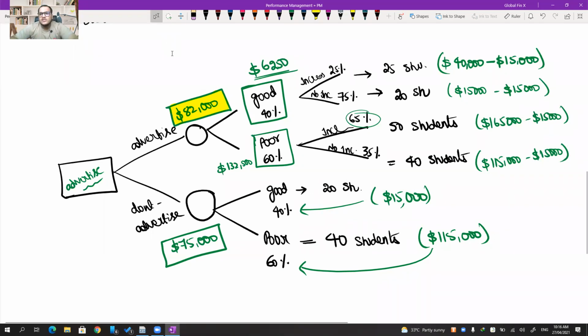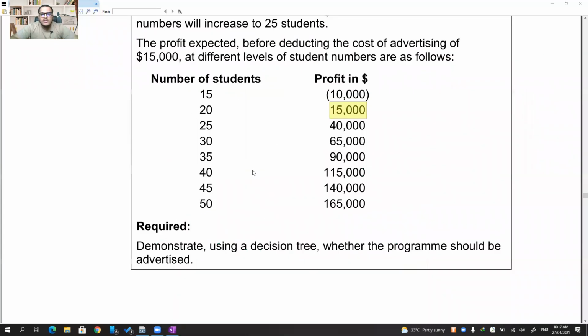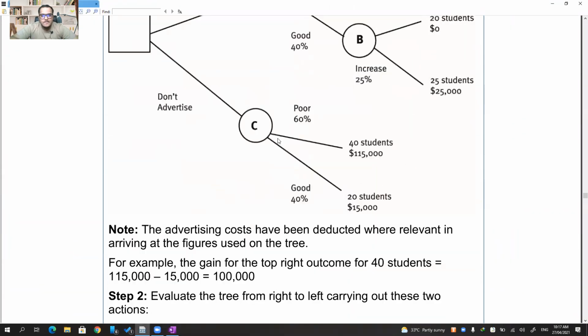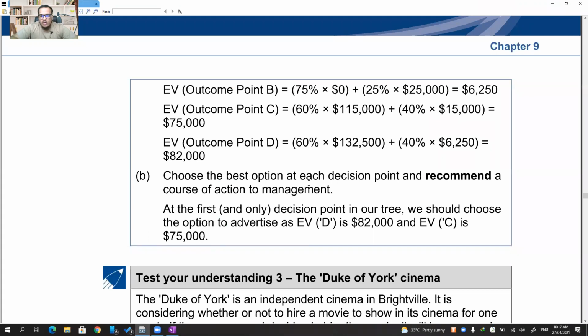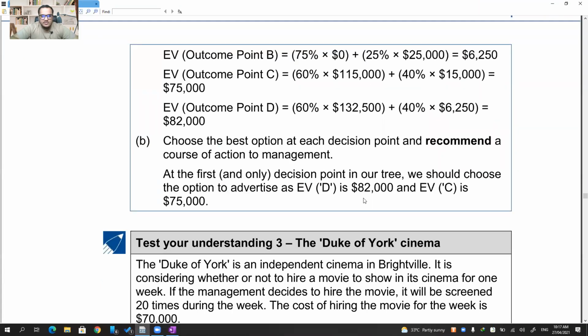Expected values and decision tables are clear, everybody? Confirm, quick. Okay, good. Next one, value of perfect and imperfect information. You can see here 82,000 is with advertisement, 75,000 is without advertisement.